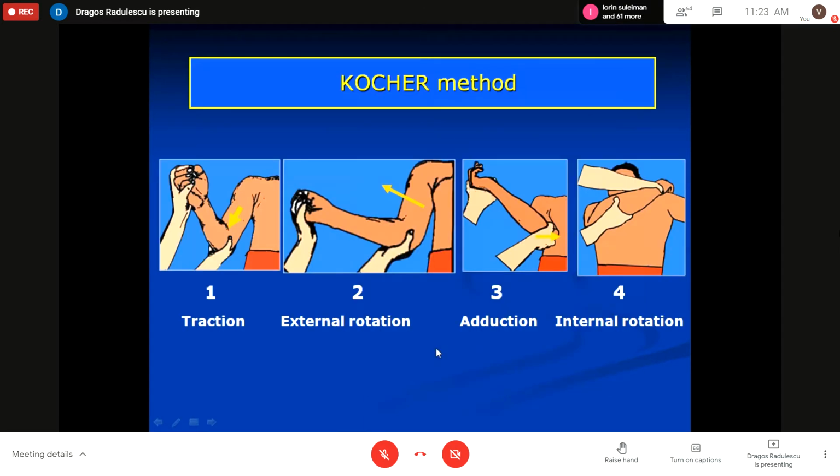Okay. And the last method for the shoulder dislocation is the Kocher method. Again, not that much used because of the fact that you can cause, as you can see here, this position here can cause a fracture of the humeral neck.